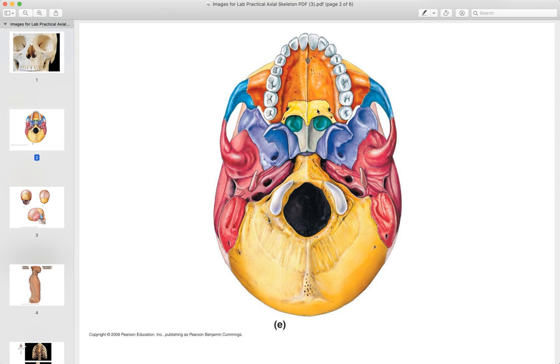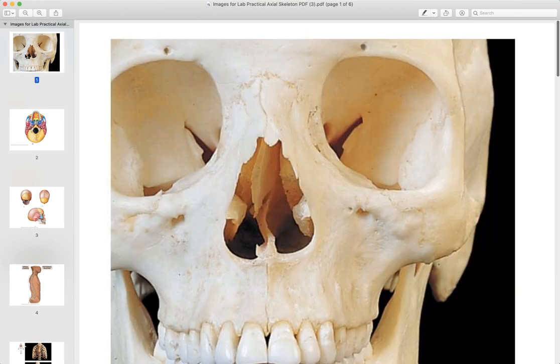Next one is the vomer, and that can be seen right in, it's this bone here. And then the next one is the inferior nasal concha, and that is this structure right here.